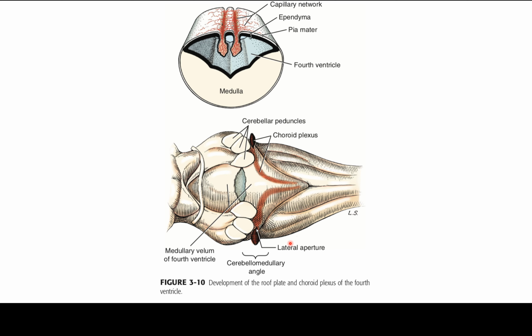At the level of this lateral aperture, the choroid plexus protrudes from the lumen of the fourth ventricle out through the aperture, where it is visible on each side at the cerebellomedullary angle. See Figure 3-10. The aperture itself is invisible grossly because it is filled with this choroid plexus. The choroid plexus is a major site of formation of cerebrospinal fluid, CSF.